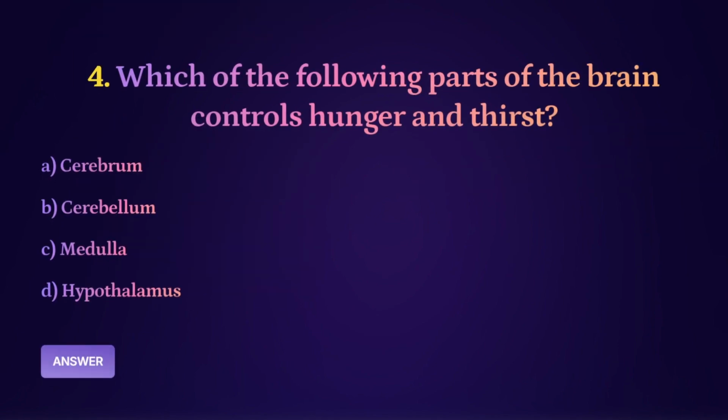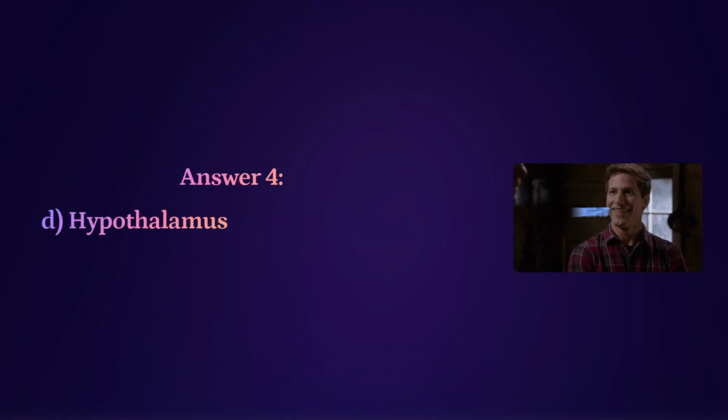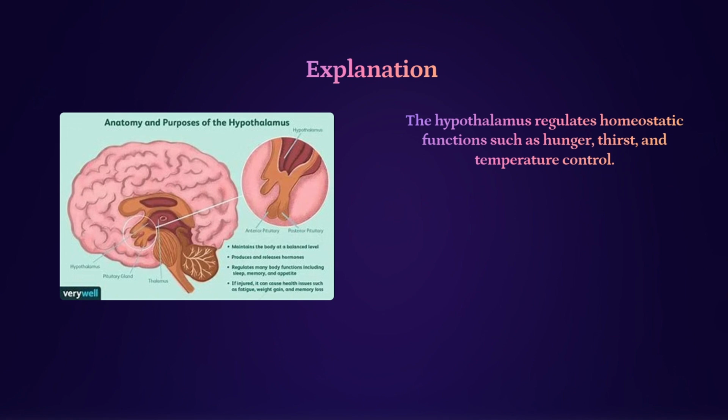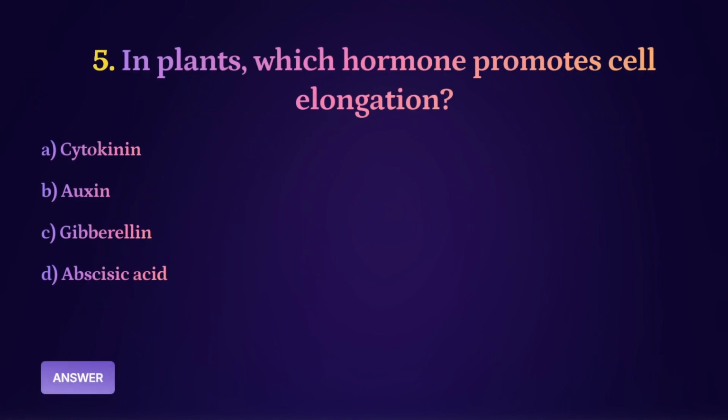Moving on to question number 4. Which of the following parts of the brain controls hunger and thirst? Is it cerebrum? Is it cerebellum? Is it medulla? Or is it hypothalamus? So hunger and thirst is controlled by hypothalamus. The hypothalamus regulates homeostatic functions like hunger, thirst and temperature control. Let's see question number 5.